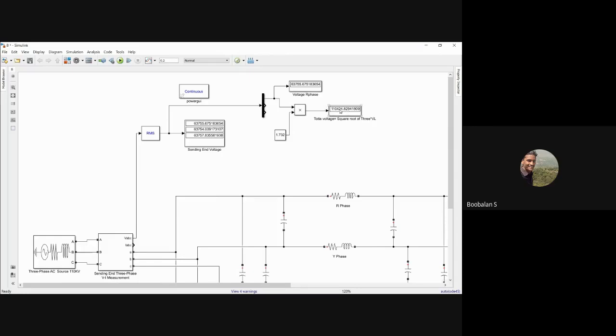We'll have about 110.42. That is my 110 kV. You could verify that 110 kV is now coming, right? So this is my sending end voltage, right? So this is how we calculate the sending end voltage.